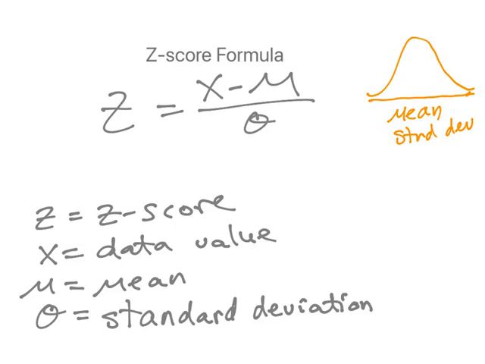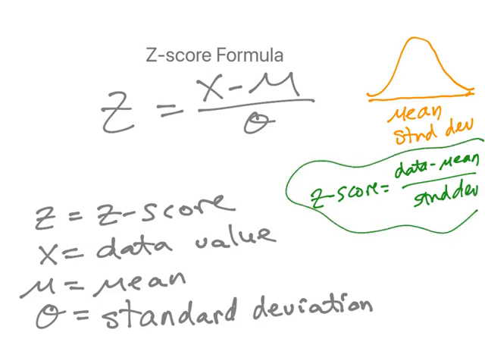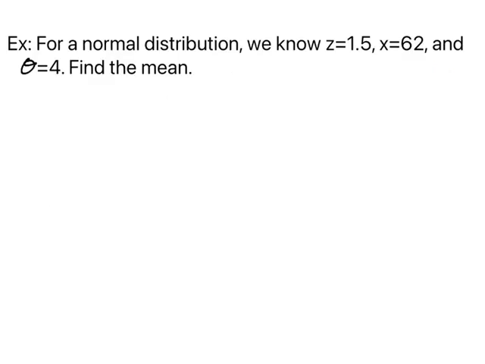So we use the z-score formula, which is the z-score equals the data value minus the mean all over the standard deviation. Sometimes it's easier to remember it if you use words rather than symbols, but it works the same way. So let's play with this.